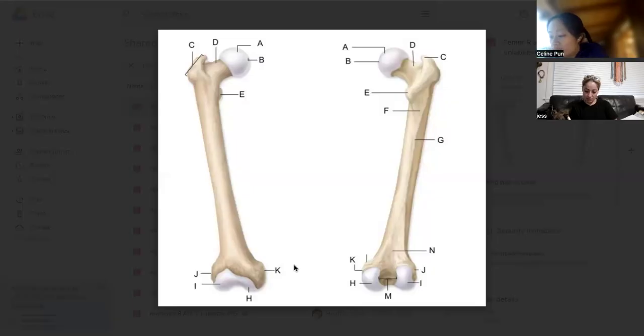H is the medial condyle. Yeah, a condyle is a knuckle. Okay. And then I is the lateral condyle. Nice. Then what's J? The lateral epicondyle. Yeah. Then what's K? The medial epicondyle. And then what's the little space above the K?